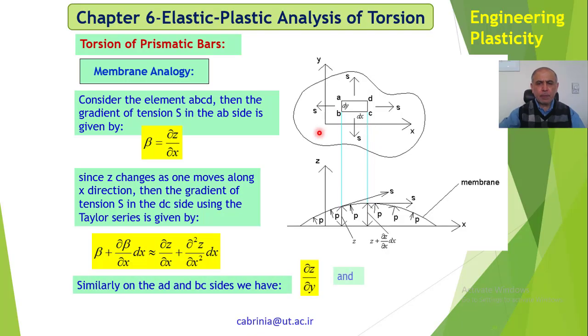And similarly on the AD and BC sides, we have the gradient. If we look at it in that direction, it's very similar to this. We would have partial z partial y, and then at side BC we would have partial z partial y plus, similar to that, partial 2z partial y2 dy. So we get this gradient of S in the x direction and in the y direction.